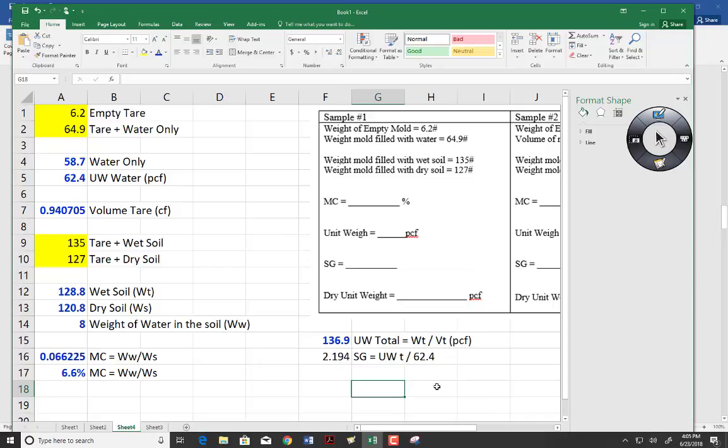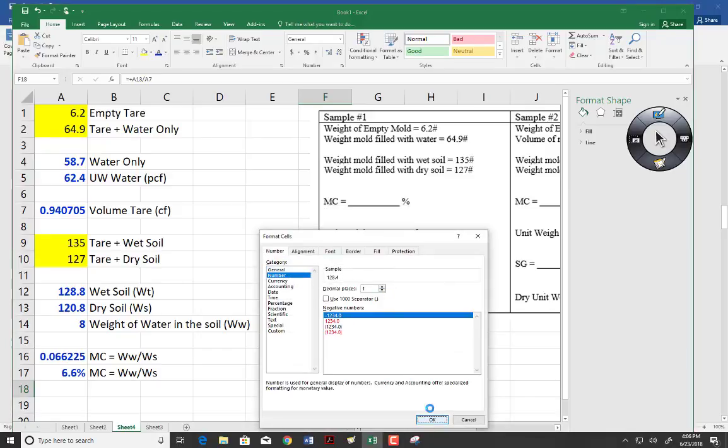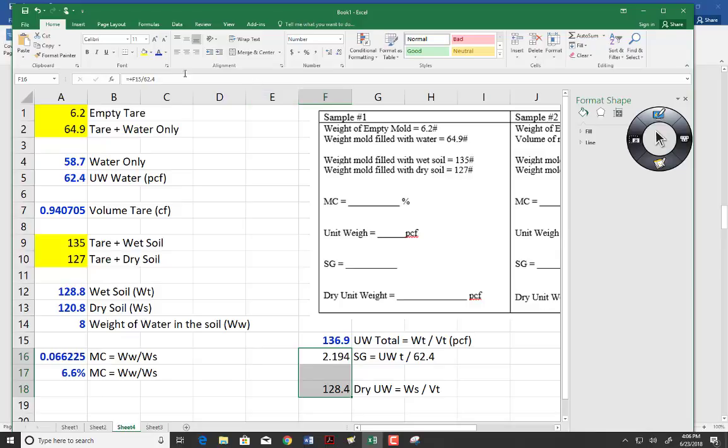And my dry unit weight is equal to my weight solids divided by my volume total, which is my dry soil divided by my volume of my tare. And so this right here, format cells, number, 1 decimal place. Once again, these are blue. So there's my answers for all this. How many people got that? So let's go back and look at the rest of the test.